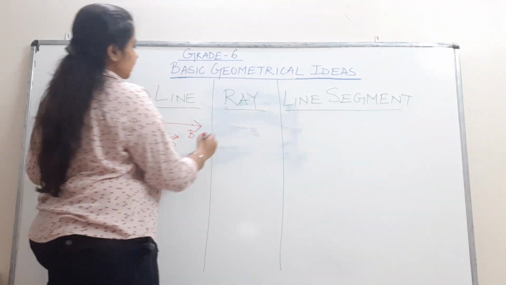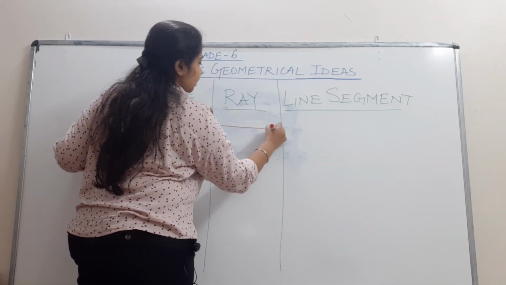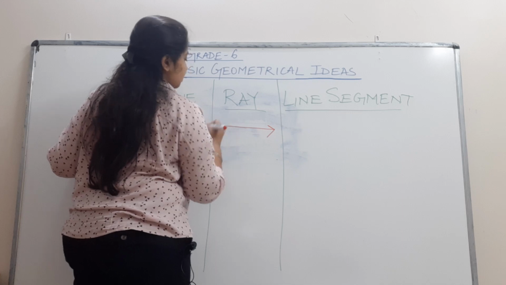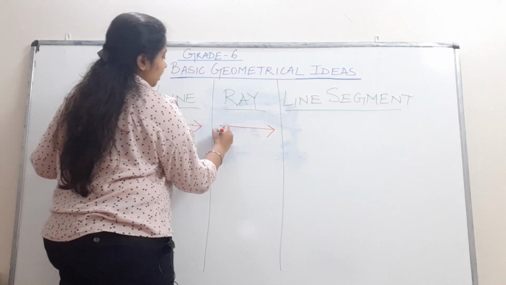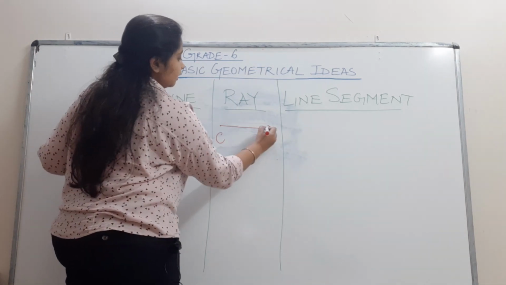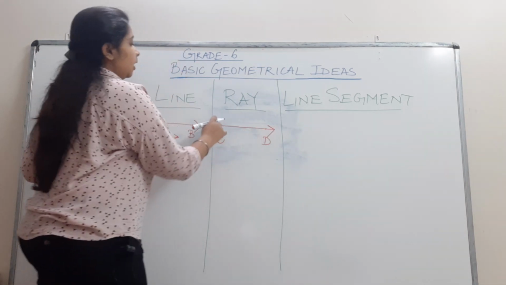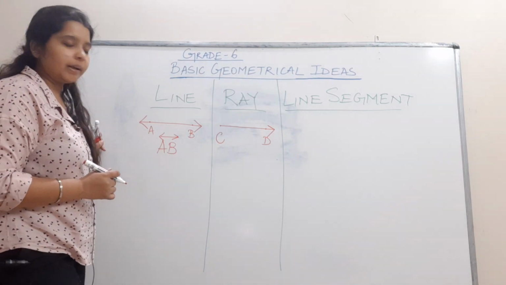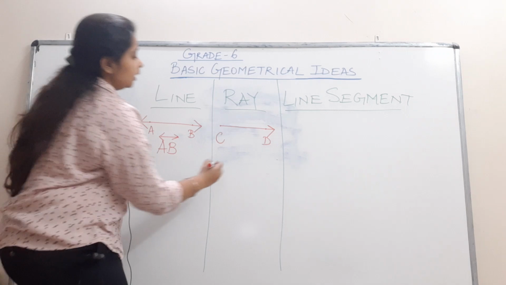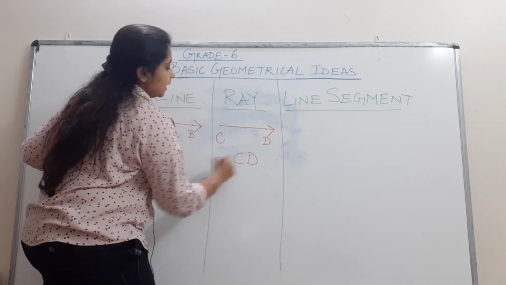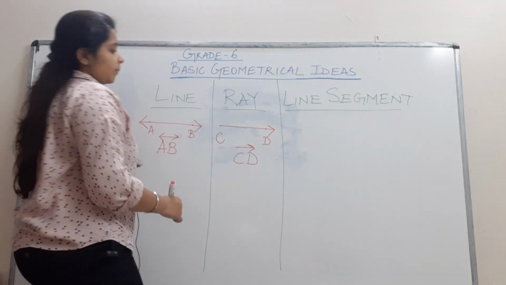Similarly, a ray has one end point. It starts from a point. So how do we name a ray? We name the end point as one capital letter and any other point on the ray as another capital letter, like C, D, and it is named as CD with an arrow on top.